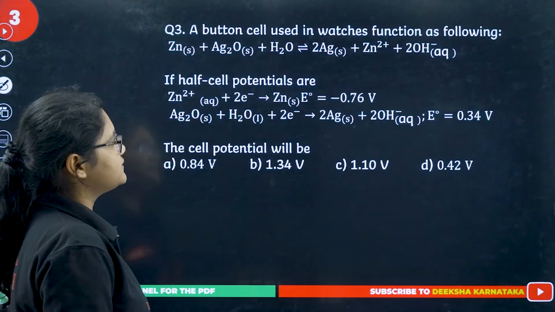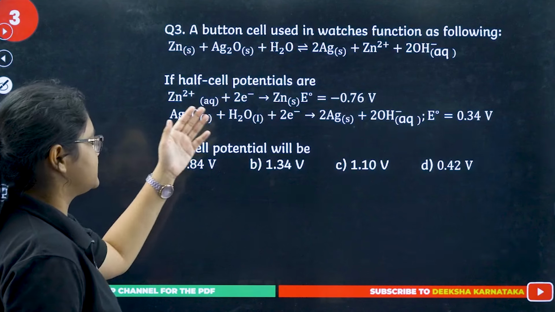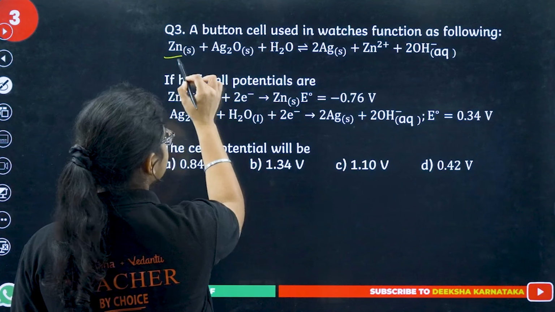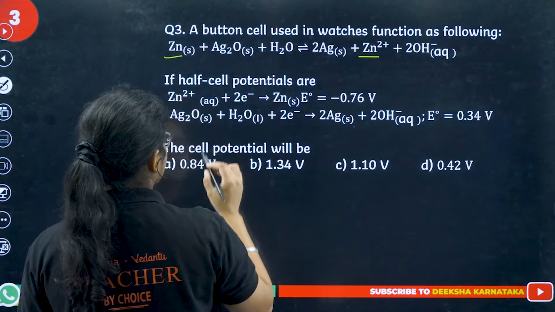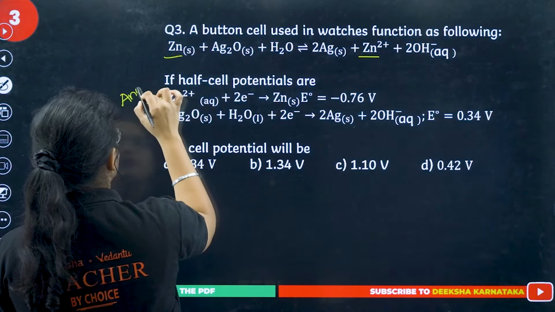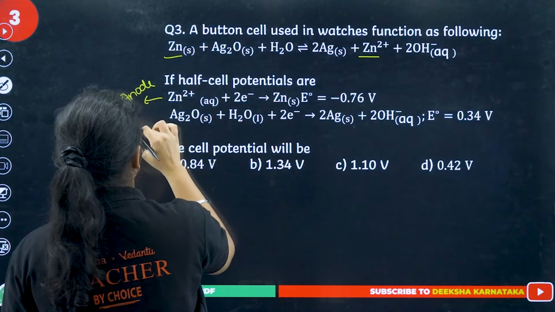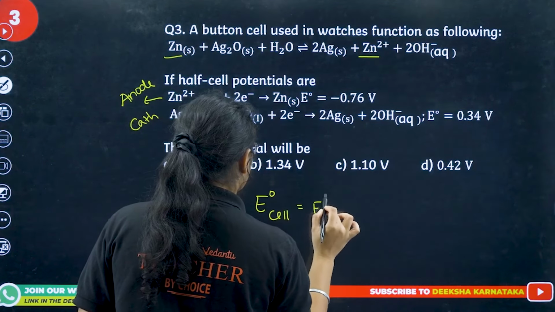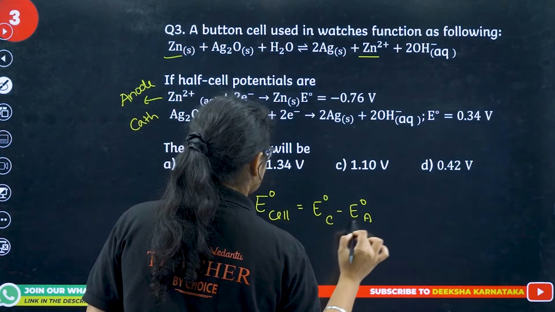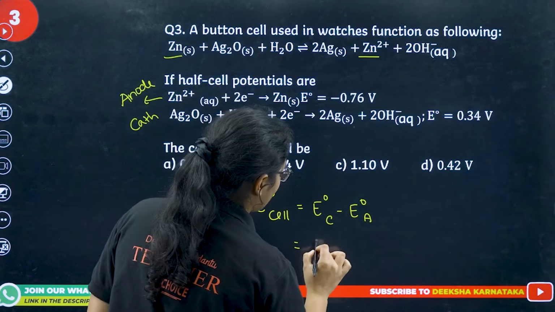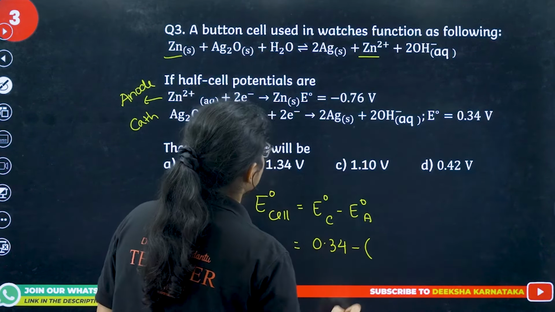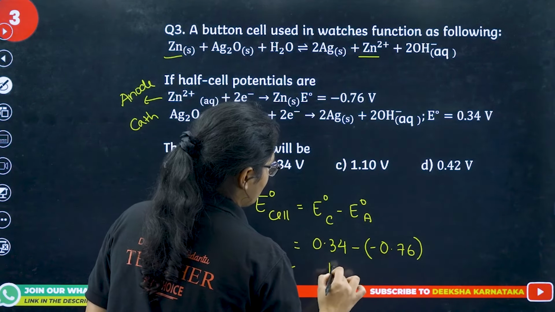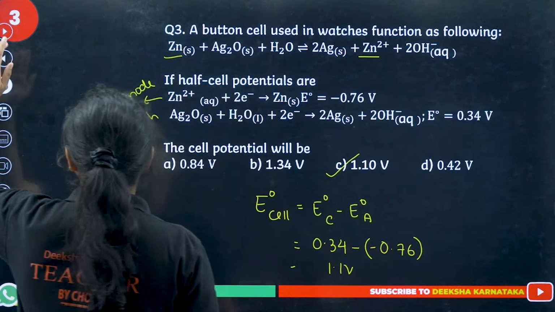Next question: a button cell is used in watch functions, as the following half cell reactions are given, cell potential will be. So you can see in the reaction Zn is undergoing oxidation. So Zn is anode, and you can see silver is undergoing reduction, so silver is cathode. So what is the cell formula? E naught of the cell will be equal to E naught of cathode minus E naught of anode. So 0.34 minus anode, which is minus 0.76. Now if I add this, I'll get 1.1 volt, which is option number C.